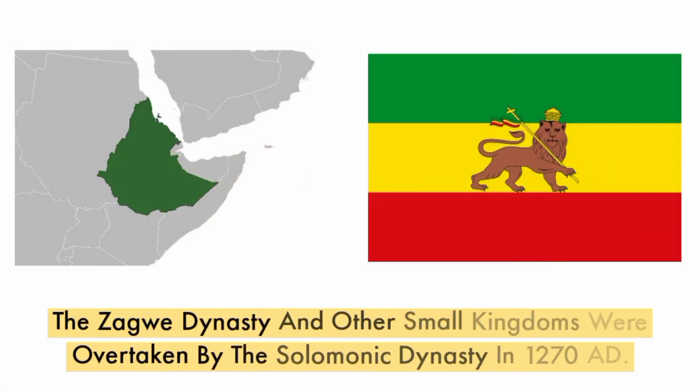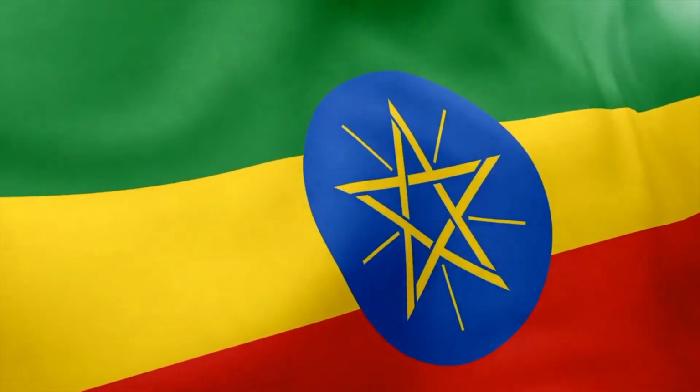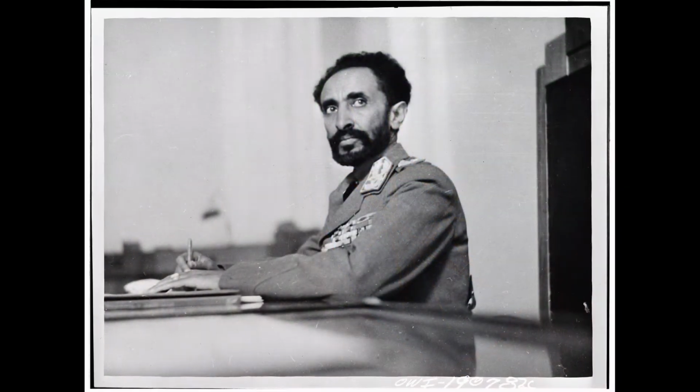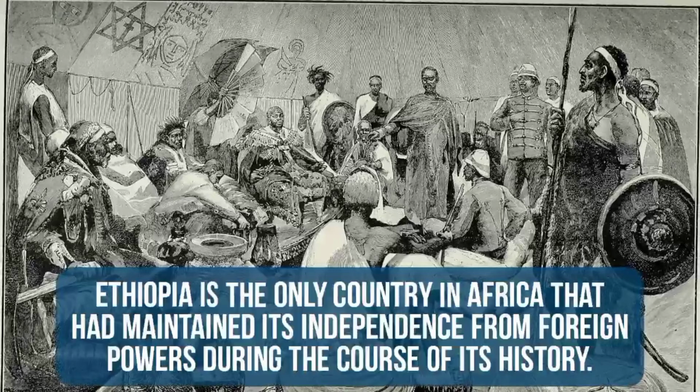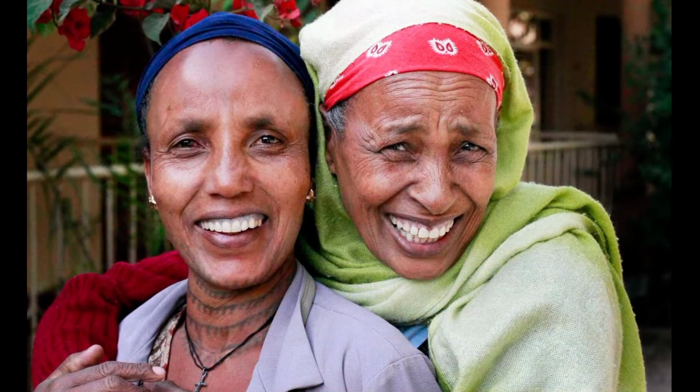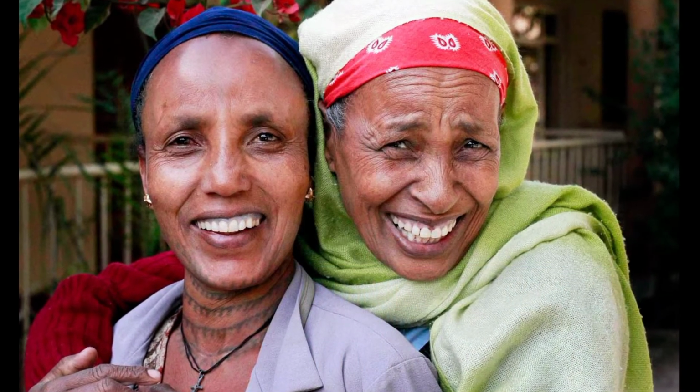The Zagwe dynasty and other small kingdoms were overtaken by the Solomonic dynasty in 1270 AD, thus establishing the Ethiopian Empire, which lasted until 1974, when the military overthrew the monarchy. Ethiopia is the only country in Africa that maintained its independence from foreign powers during the course of its history. Foreign powers were never able to colonize the country entirely.